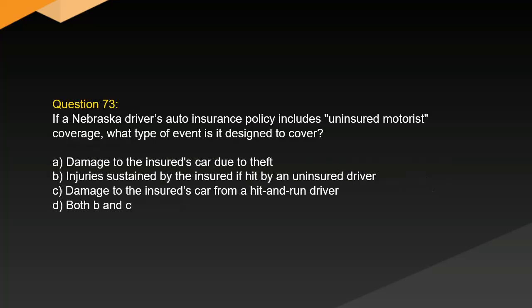Question 73. If a Nebraska driver's auto insurance policy includes uninsured motorist coverage, what type of event is it designed to cover? A. Damage to the insured's car due to theft. B. Injuries sustained by the insured if hit by an uninsured driver. C. Damage to the insured's car from a hit-and-run driver. D. Both B and C.